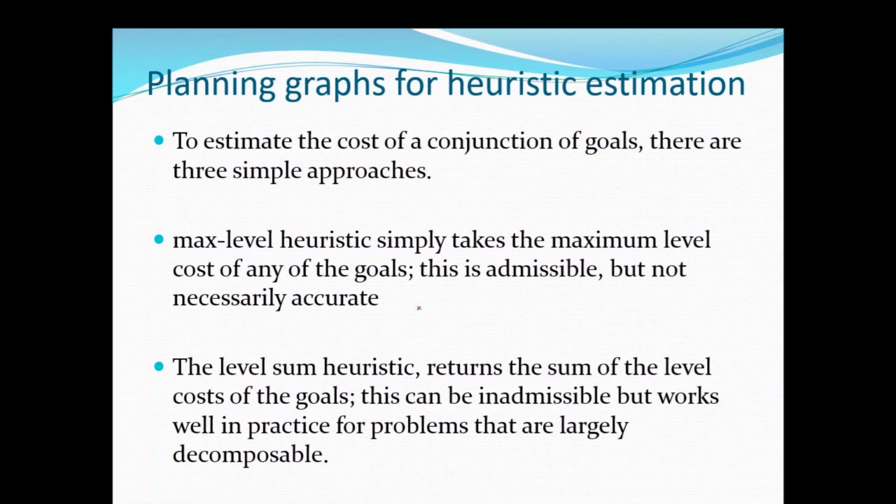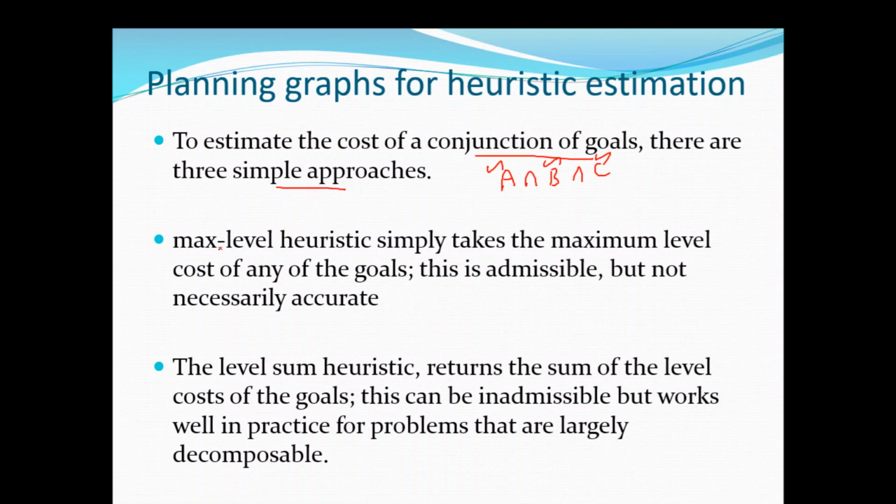If you want to estimate the cost of a conjunction of goals, there are basically three approaches to do this. Conjunction means our goal does not contain one literal. Our goal contains multiple literals. It is something of this form: A and B and C. So A is one goal, B is one goal, C is another goal. All these goals should be satisfied. So how will you estimate the heuristic cost of a conjunction of goals? That's what we are going to discuss. So basically there are three ways to do this.